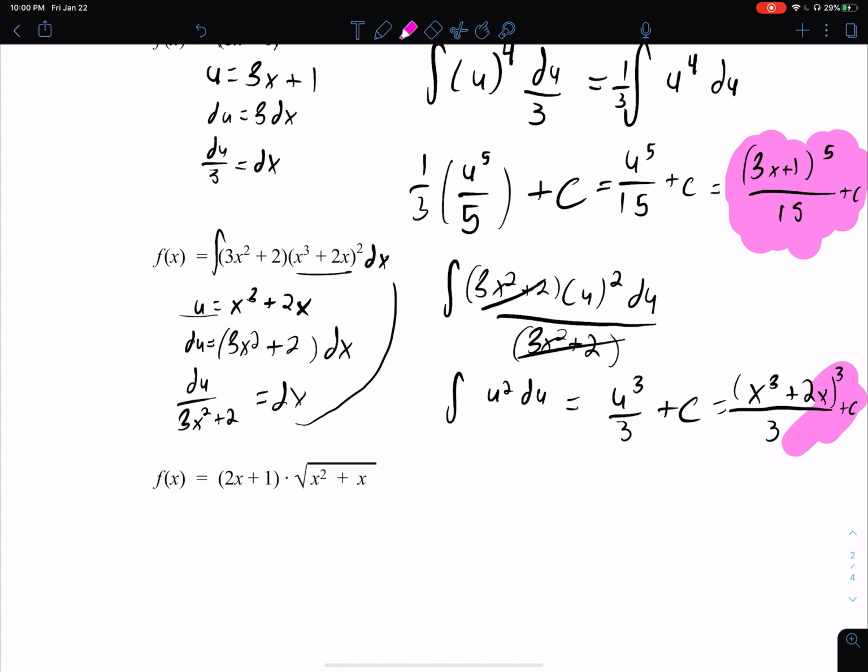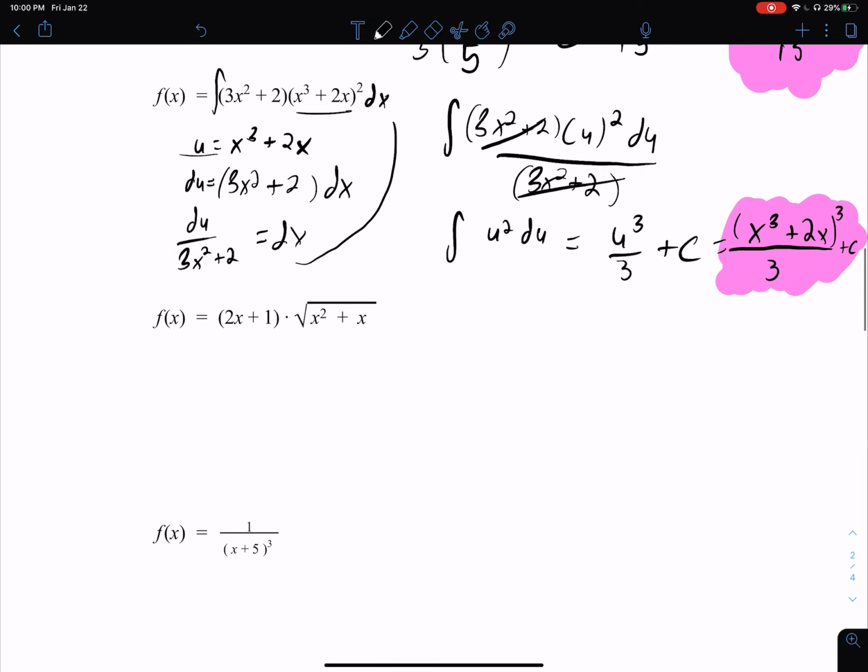Quick maths. I'm sorry I'm going fast. But yeah, it's okay. It's better than nothing.